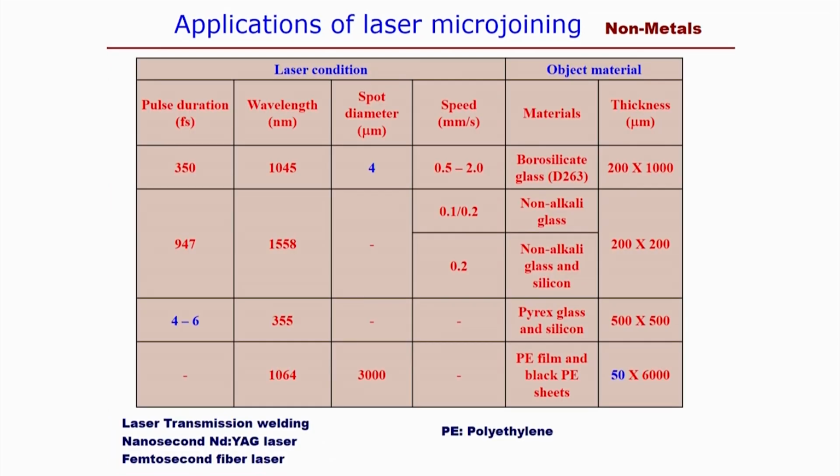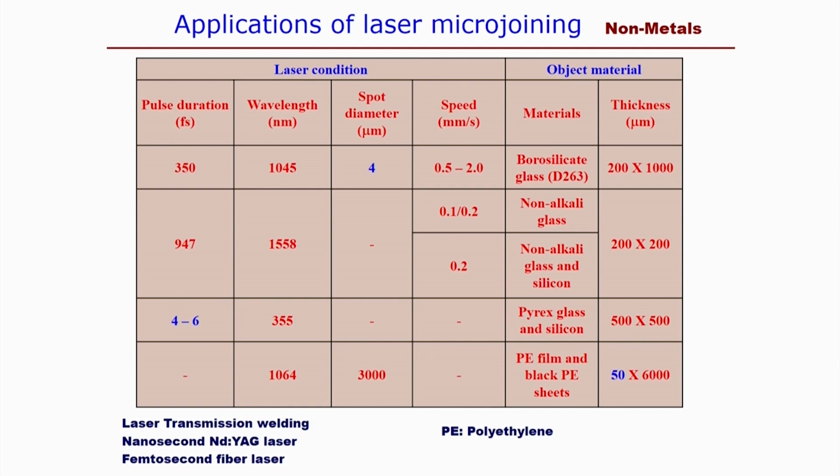Now, if we look into the non-metals in the form of laser micro welding processes, here if we see the pulse duration, normally we use the femtosecond level, 350 femtosecond, 947, and even 4 to 6 femtosecond pulses can be used for the processing of non-metals, and probably in this case only in the mode of laser transmission welding.